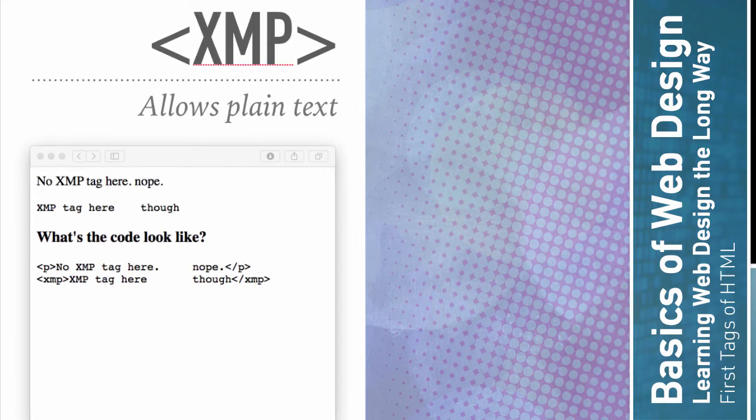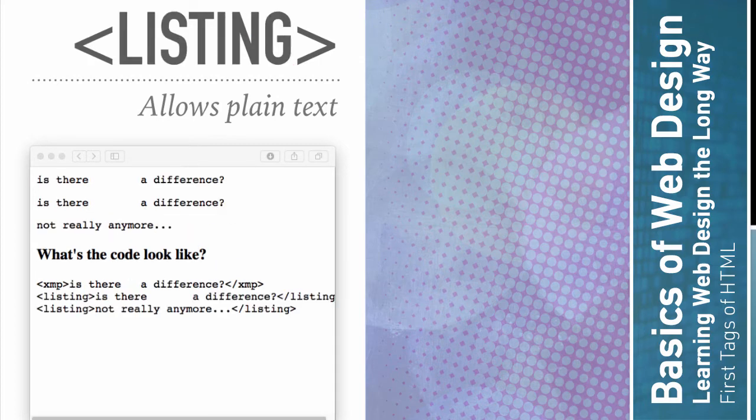XMP allowed plain text. The XMP is sort of serving as a shortened form of the word example. If we take a paragraph tag and put in some formatting, like using the tab to separate out that line, with no XMP tag here, and then the space here, this is a tab. That does not render in the regular paragraph text. However, if we use the XMP tag, that tab formatting does. We also have listing, and it works very similar now, although there used to be a difference. We have these tabs here, and it spaces them out identically.